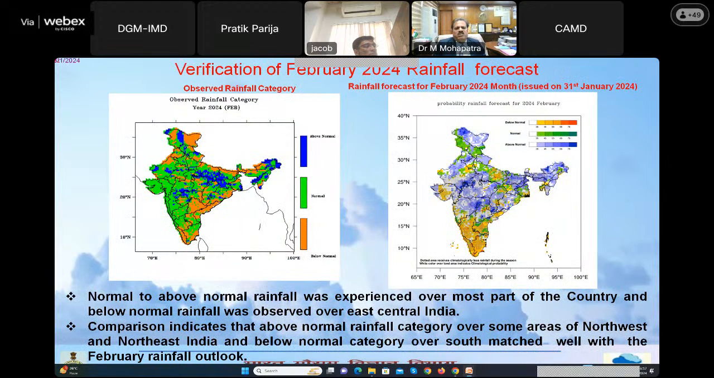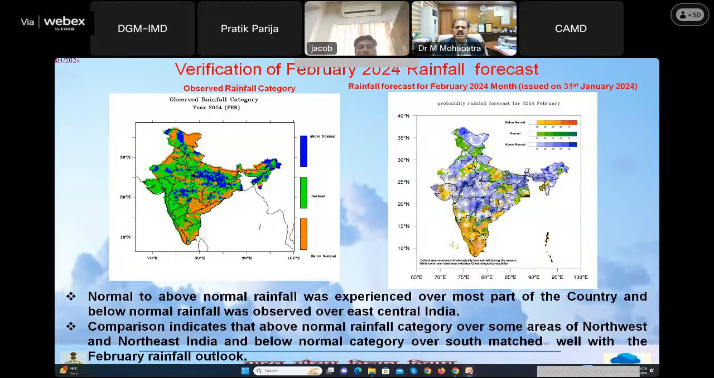Now let us look at what our forecast was and what actually happened. On the left-hand side, the diagram is the observed rainfall category. Green indicates normal, blue indicates above normal, and orange indicates below normal. So you will find that a major part of the country, especially central India, northwest India, and the western part of peninsular India, got good rainfall activity.